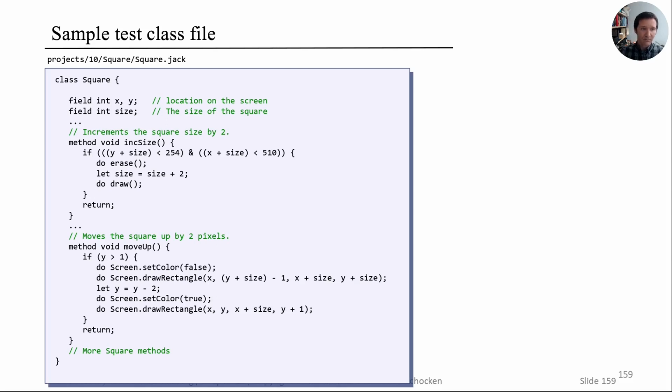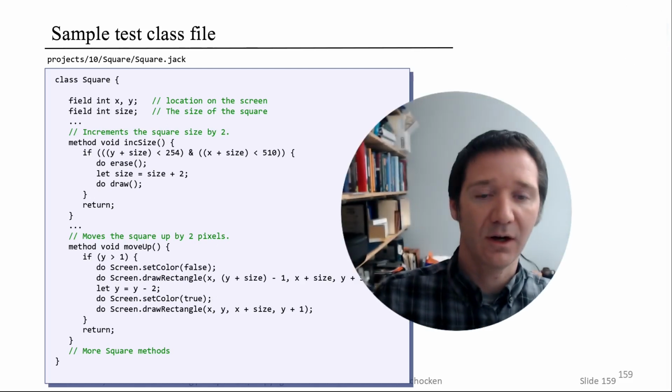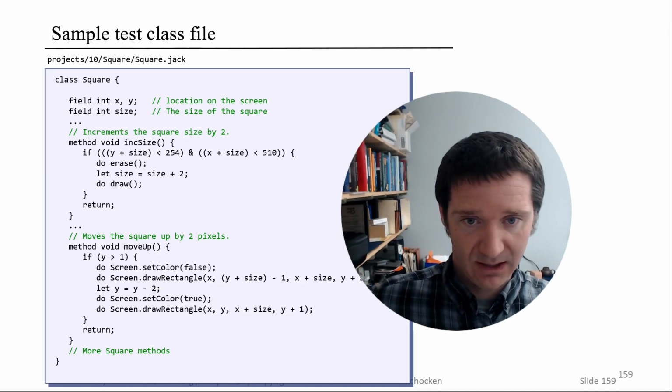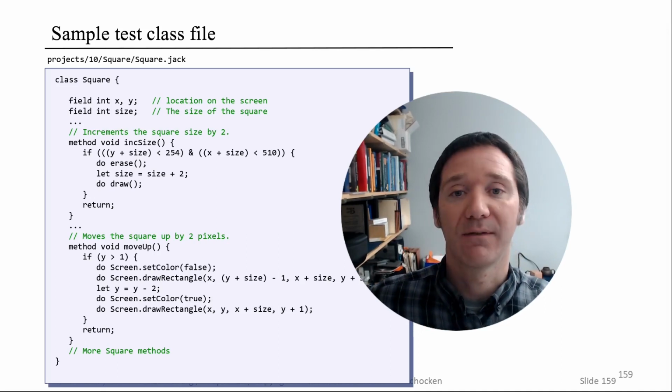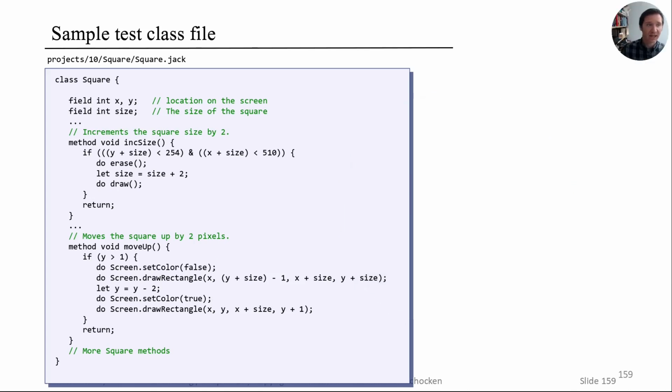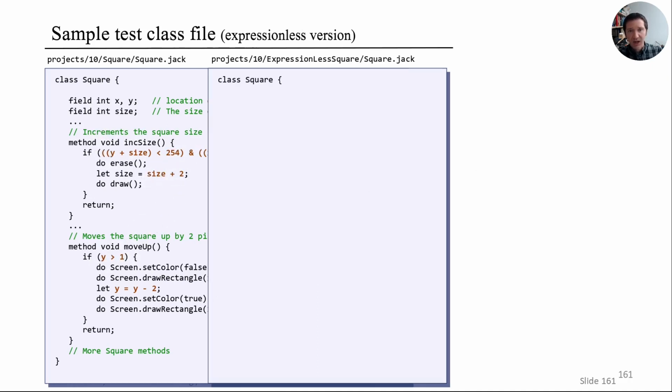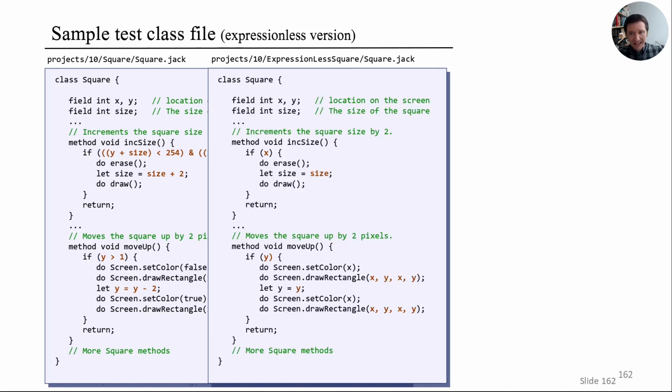All right. So these are showing you what the expressionless files look like. In this, we have a Square class, and there are various parts of it. What I'm doing now is highlighting the expressions. You can see all of these arguments and parts going inside of this if Boolean: size plus 2, y greater than 1, all those expressions. What we've done is create an expression-less version. So now you can see if x, let size equal size, if y.